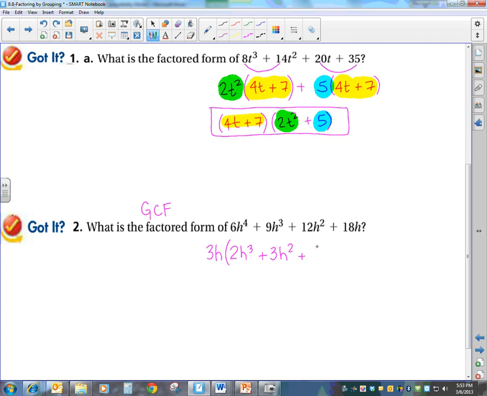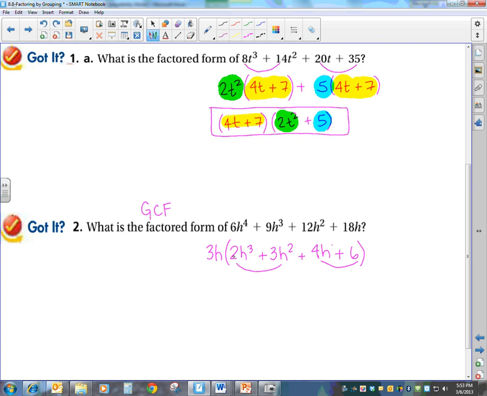12 divided by 3 is 4. My exponent is going to go from 2 to 1. We don't write the 1. And then my last one, 18 divided by 3 is 6. And this, of course, has an exponent of 1. So if we take it down, that's an exponent of 0. Well, we don't write that. So I have this expression now. And now I'm going to do my grouping by pairs.